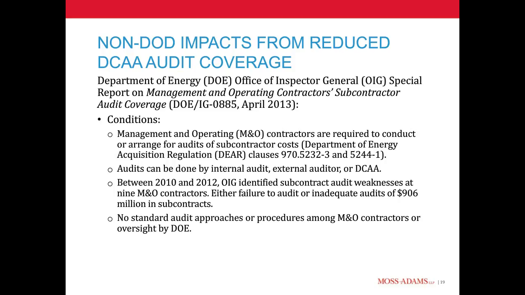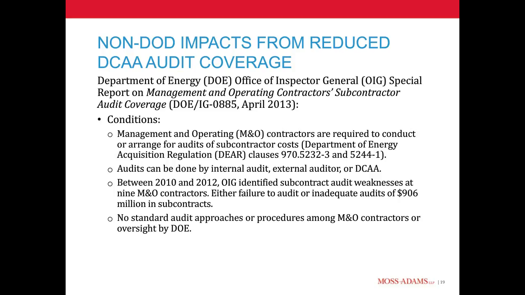Now, in those contracts, the Department of Energy provided that an audit of a subcontractor could be done by the internal audit department of the contractor, an external auditor, or DCAA. Well, now we know DCAA isn't going to do any of those audits, so the M&O contractor is going to have to rely on an internal audit or the external auditors. However, between 2010 and 2012, the IG found a lot of subcontractor audit weaknesses at 9 of the M&O contractors, basically most of the labs.